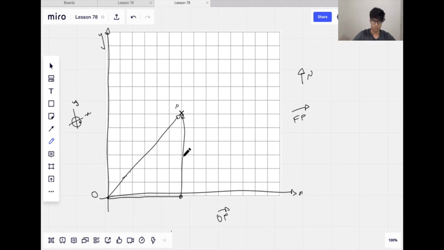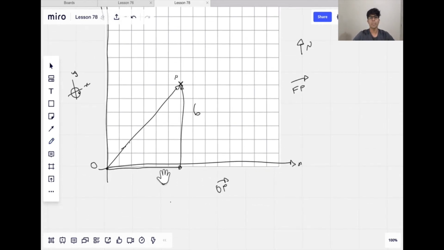Is that 5? 1, 2, 3, 4, 5. Oh, sorry, that's 6. Is it 6 here as well? 1, 2, 3, 4, 5, 6. Yeah, it's 6. Sorry. So 6 times and 6 times, or 6 units. We don't necessarily know what the units are. So we can say that's what OP is.